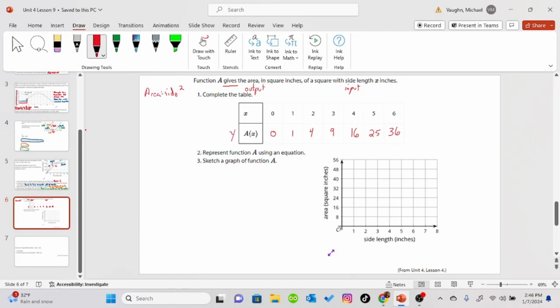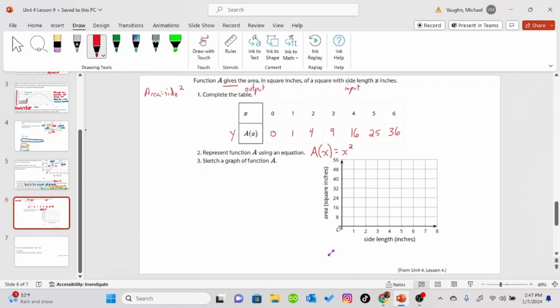Number 2, represent function A using an equation. So remember, function notation is name. In this case, it's capital A. Then in parentheses, we put our input, and our input is x, which is the variable for the side length. And then we say that it equals the output. And the output is going to be the side length squared.